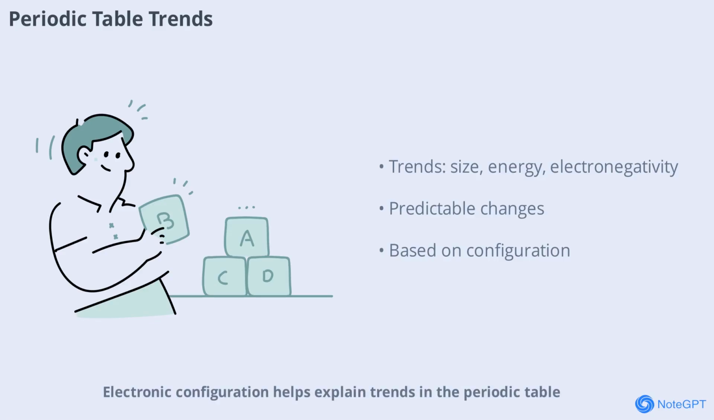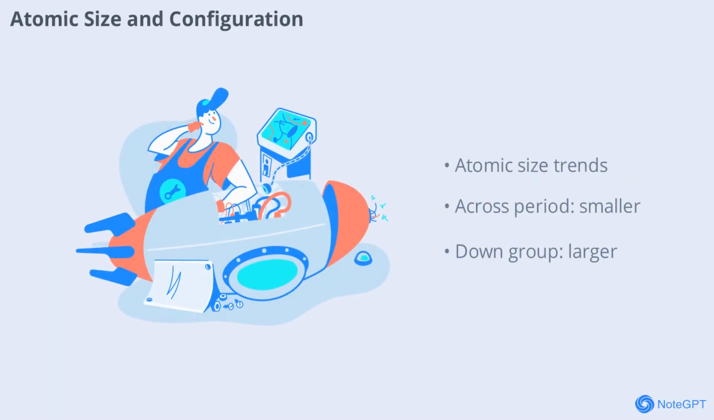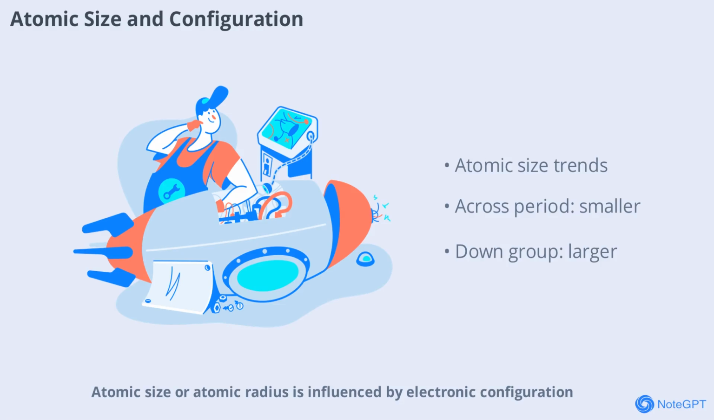Electronic configuration helps explain trends in the periodic table such as atomic size, ionization energy, and electronegativity. As you move across a period or down a group, the arrangement of electrons changes in predictable ways, influencing the properties of elements. Atomic size, or atomic radius, is influenced by electronic configuration. As electrons are added to the same shell across a period, the nucleus pulls them closer, reducing atomic size.